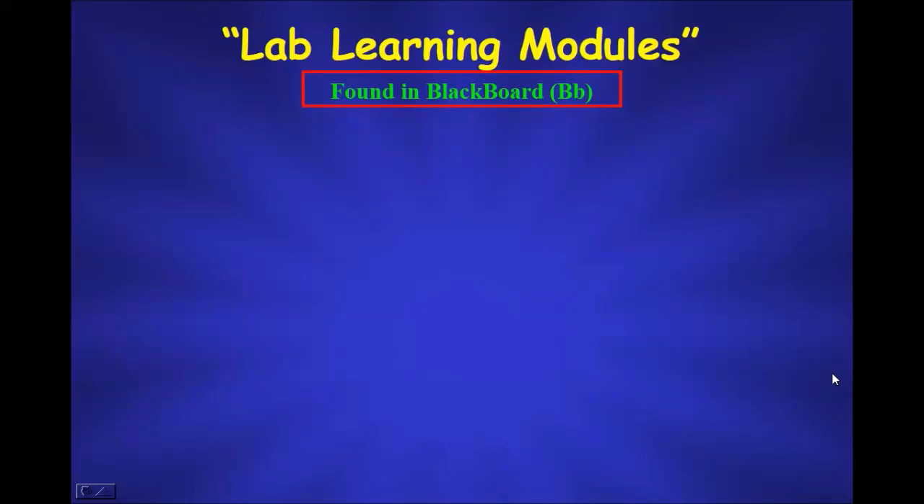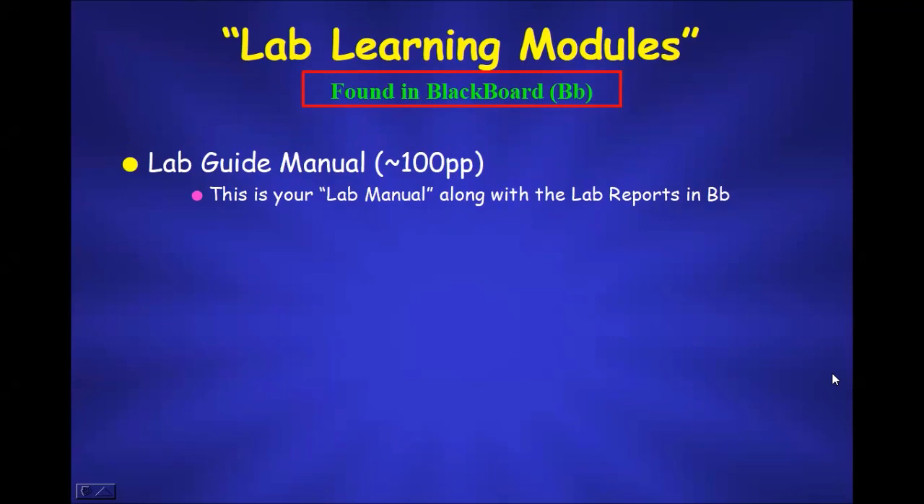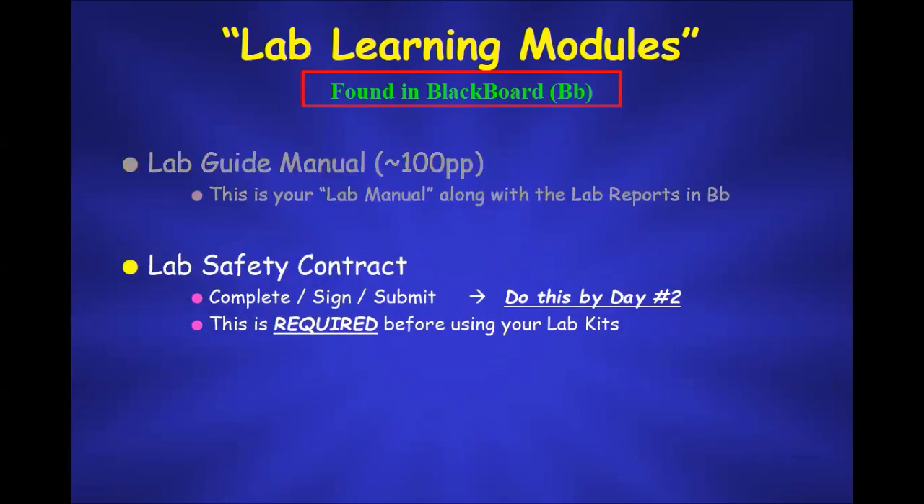Okay, so let's talk a little bit about what the lab portion is all about. What I showed you in the lab learning modules of Blackboard. The syllabus is on page 21, so it's around that area, and you'll see lab reports there. You're going to have the lab guide manual where I showed you where that is. It's about 100 pages, give or take 10 pages or so. This is your lab manual, along with your lab reports in Blackboard, you'll see that there.